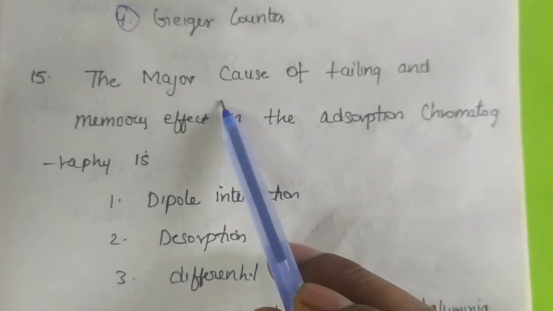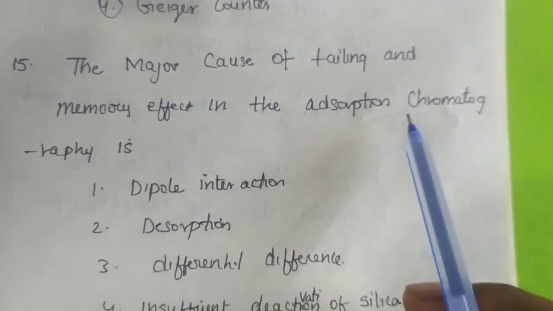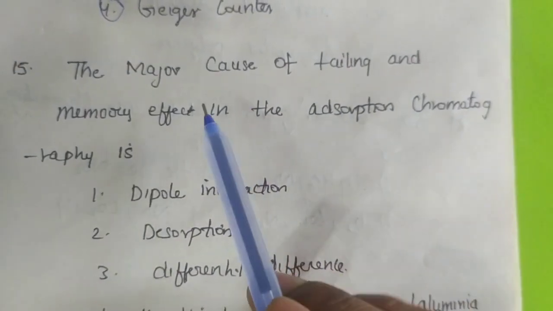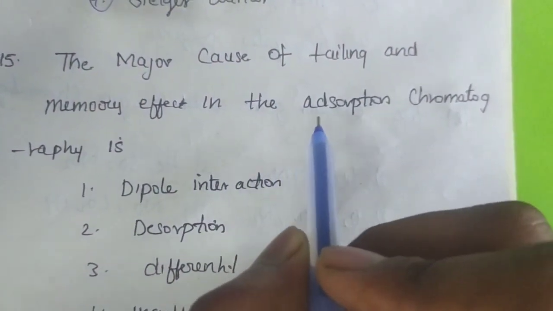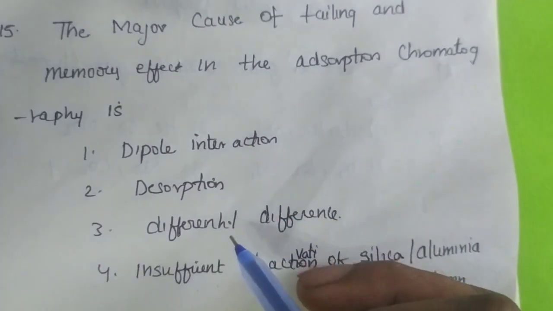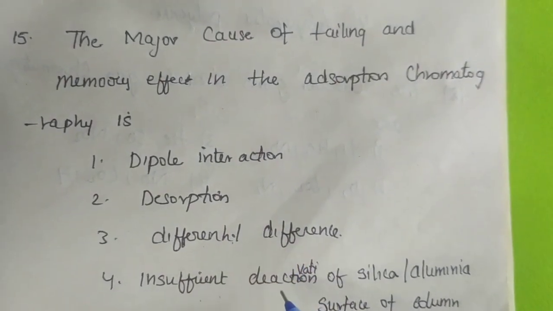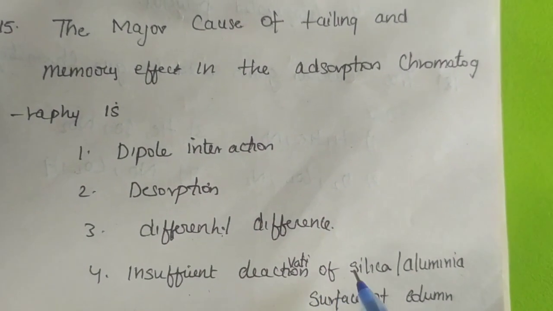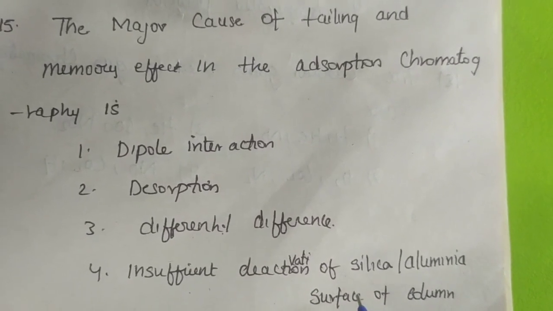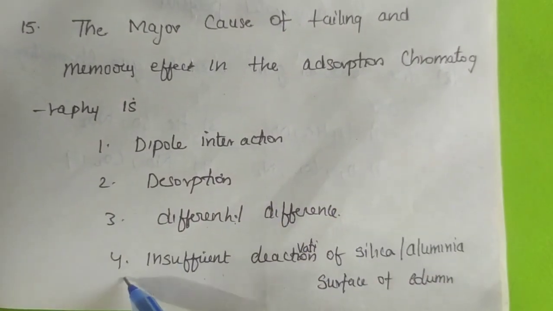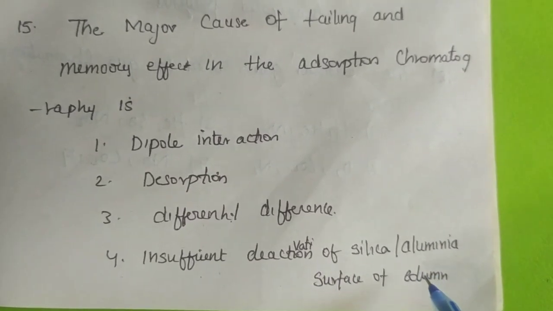Coming to next question, the major cause of tailing and memory effect in adsorption chromatography is. Options are dipole interaction, desorption, differential difference, insufficient deactivation of silica or alumina surface of column. The answer is option number 4, insufficient deactivation of silica surface or alumina surface of the column.